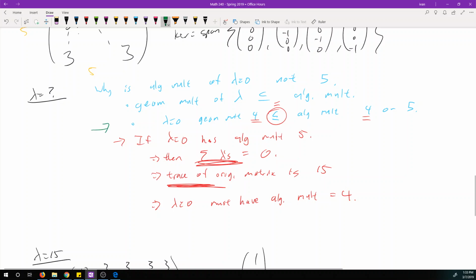So the tricky part, I would say, is this part right here with dealing with the lambda equals 0 case. So you really need to know why the geometric multiplicity is equal to the algebraic multiplicity, and how to rule out any other cases. And you do it using the fact that the trace has to be equal to the sum of the eigenvalues. Okay, so that's 7.